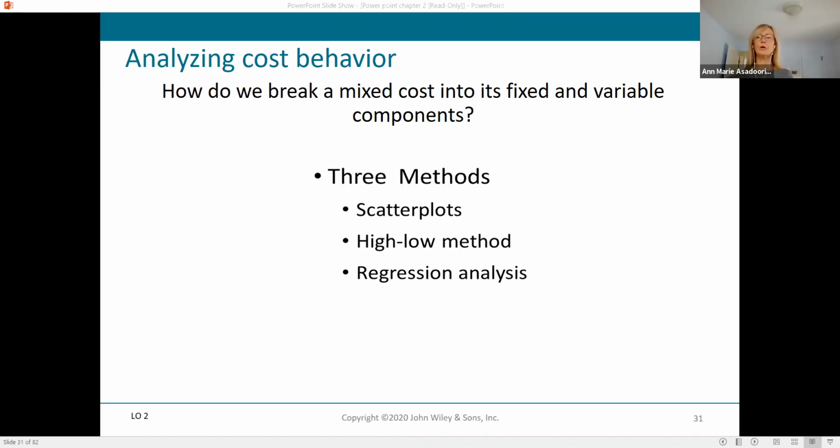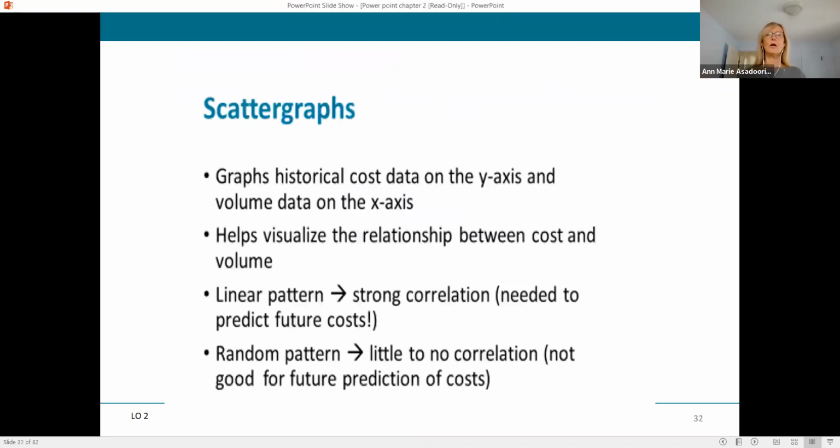Okay. All right, so let's go over the scatter plot or scatter graph again. Remember, with mixed cost and with all three of these different methods of predicting what that mixed cost is going to look like in the future, what you need is past historical data. You have to keep track of what that mixed cost has been over a period of time. And then what you're also keeping track of is the activity that is driving the variable portion of that mixed cost. Remember, you need a driver for variable costs.